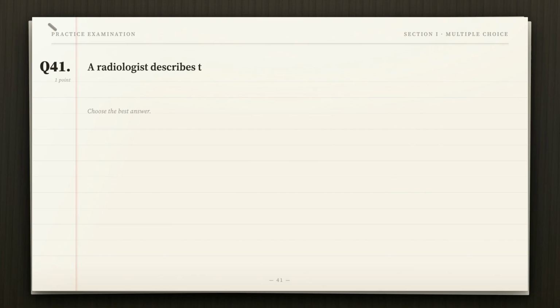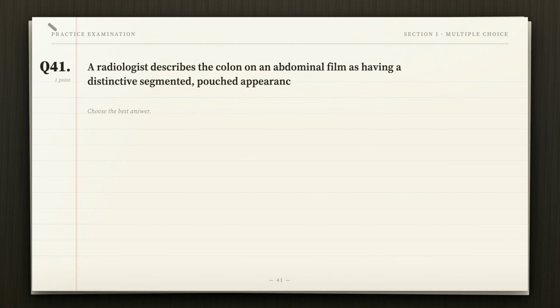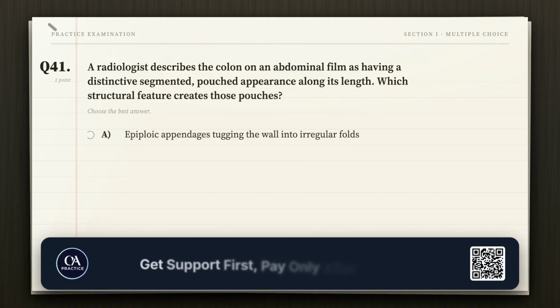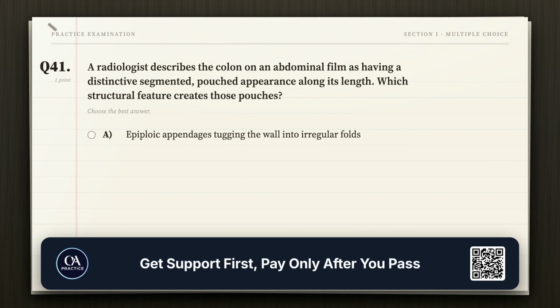Question 41. A radiologist describes the colon on an abdominal film as having a distinctive segmented, pouched appearance along its length. Which structural feature creates those pouches? Your options are A. Epiploic appendages tugging the wall into irregular folds.